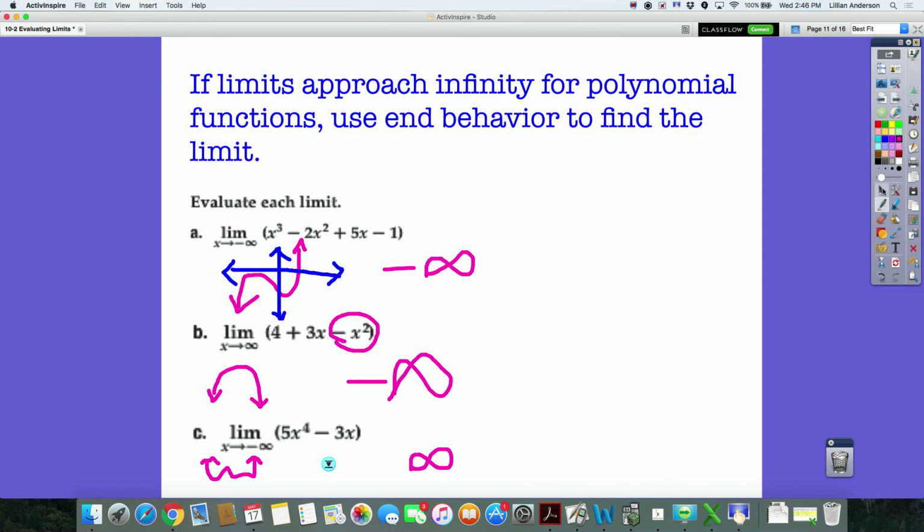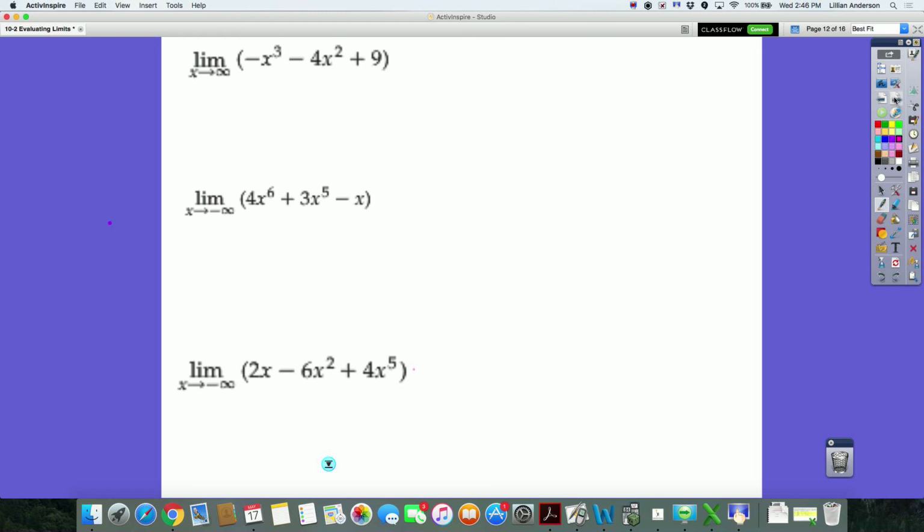Avery, what does it look like if it's an odd negative? It looks like that, like a negative x to the third. So it's based on odd and even, and then whether it's positive or negative. Well, that's easy. So you just use end behavior, an old concept. We don't need any practice, right?